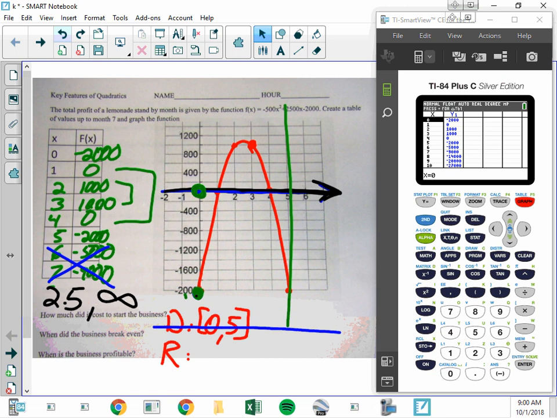And for some reason, people get the range backwards a lot. I'm not really sure why. But remember, you always start with your small number, comma, big number. So on this graph, what is the smallest y value? It's going to be right here at negative 2,000. So negative 2,000.